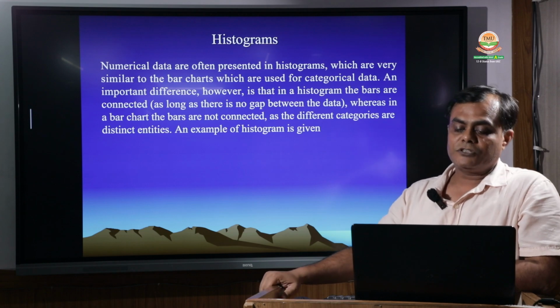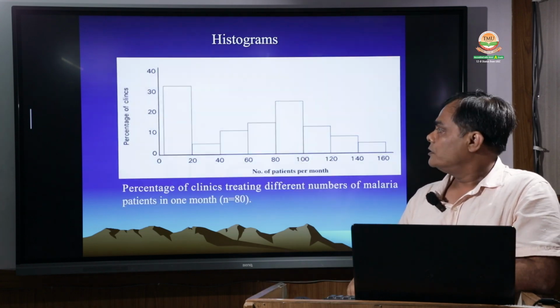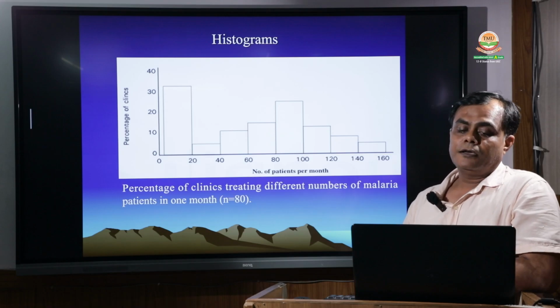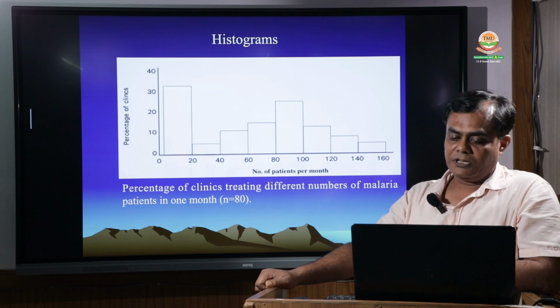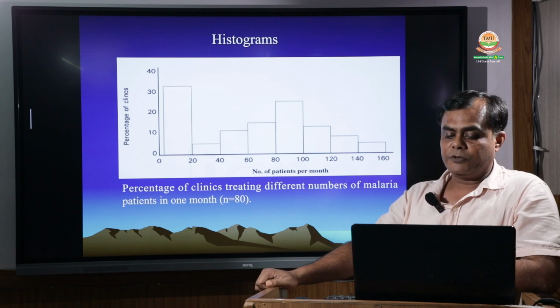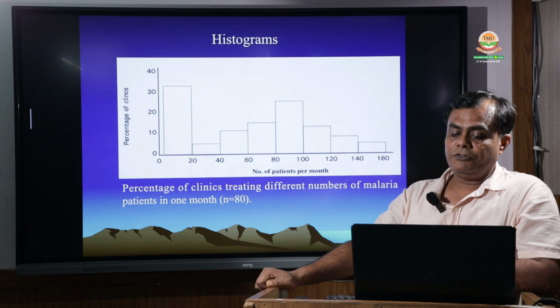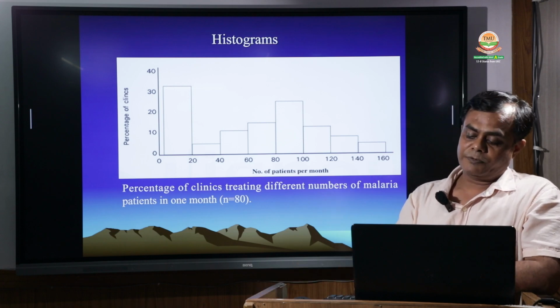An example of the histogram is given here. You can see how we are using the histogram data. So, the percentage of clinics and the number of patients per month. The percentage of clinics treated different numbers of malaria patients in one month. This way we are putting information in a graphical form, and this type of graphical form is known as the histogram form.